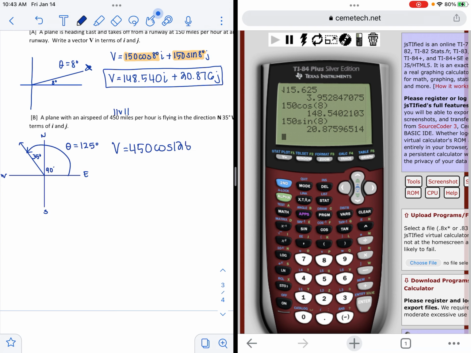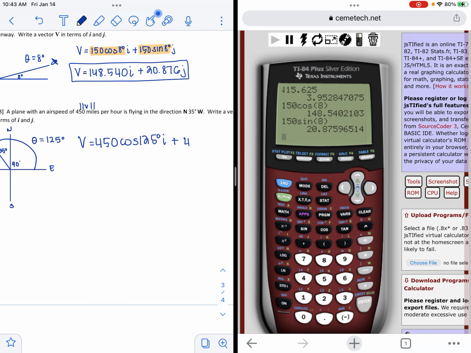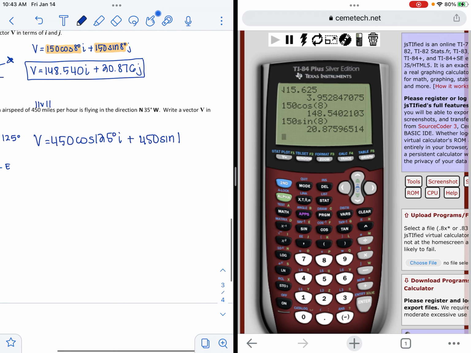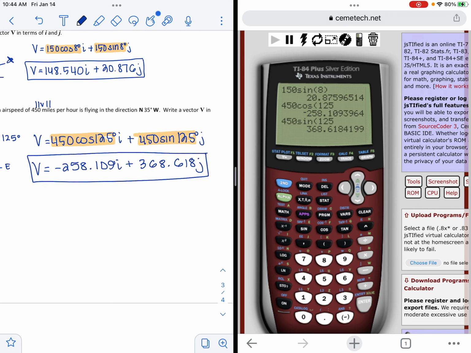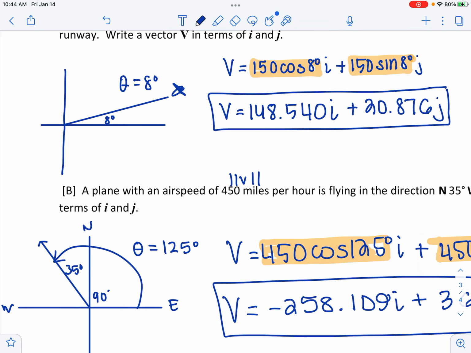All right, so I have v equals 450 times the cosine of 125 degrees i plus 450 sine of 125 degrees j. So I'm going to put this in my calculator to get a decimal. All right, 450 cosine of 125. This should be negative because the x value is negative in the second quadrant. Negative 258.109 i. And this should be positive because sine is positive in the second quadrant. 450 sine of 125. And I get 368.618 j. All right, that's it.